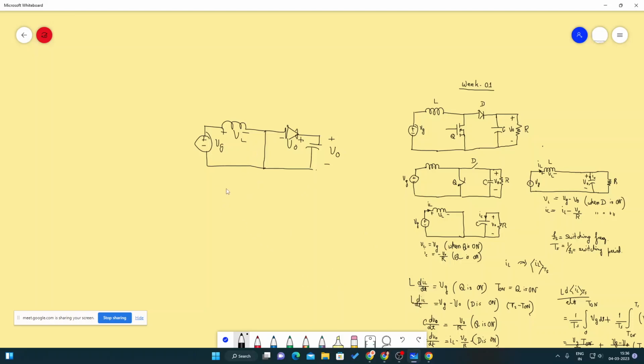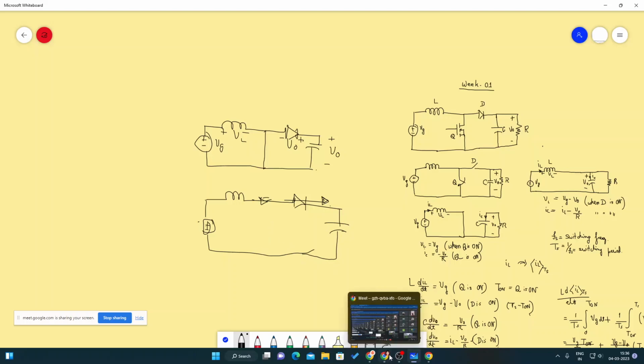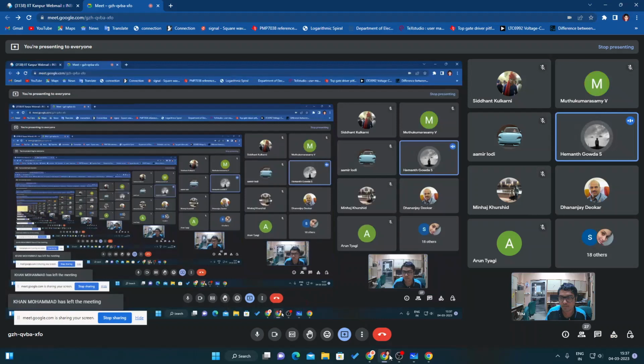Now when the switch is turned off, so it's open, what will happen? The inductor current has nowhere to go. Inductor current flow in that direction is stopped. So it will flow in this direction and it will turn on the diode. The flow of charges is in this direction. This will cause the diode to be forward biased, and hence the diode will turn on as soon as the switch is turned off. This was your question, right? Okay.